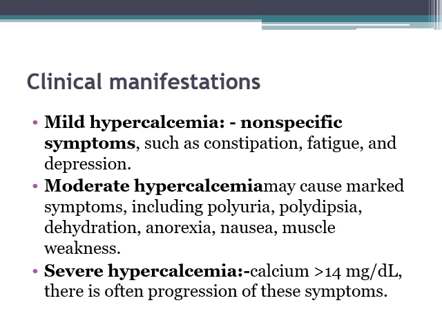For the clinical manifestations of hypercalcemia, in mild hypercalcemia, it may be asymptomatic or have non-specific symptoms like constipation or fatigue or depression. In moderate hypercalcemia, more marked symptoms like polyuria, polydipsia, which may cause dehydration, muscle weakness. In severe hypercalcemia, which is defined as serum calcium above 14 mg per deciliter, there is often progression of these symptoms.